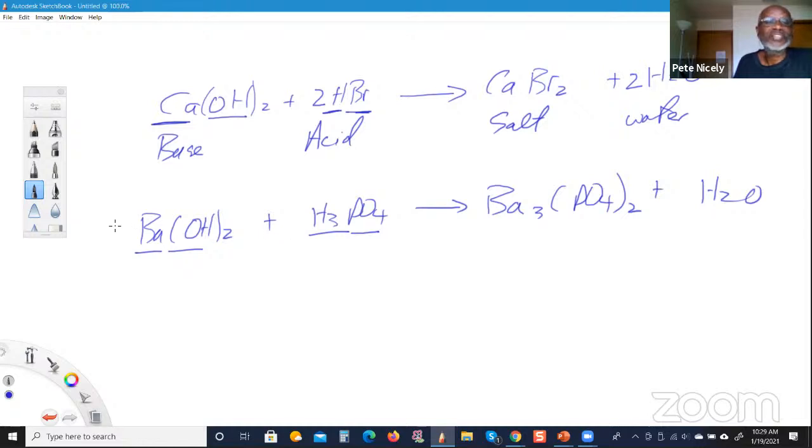And to balance this, we're gonna need a 3 here, we're gonna need a 2 here, and we're gonna need a 3 here, I think. Oh, no, I'm sorry. Actually, you're gonna need a 6 here because you're gonna have 6 hydrogen atoms combining with 6 hydrogen atoms on this side to give you 12. So this should be 6 here. So that's basically how we balance a neutralization reaction.